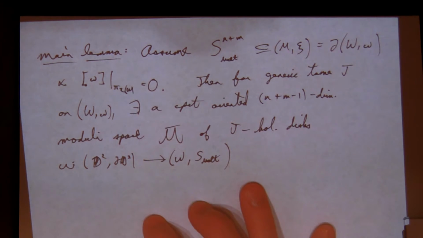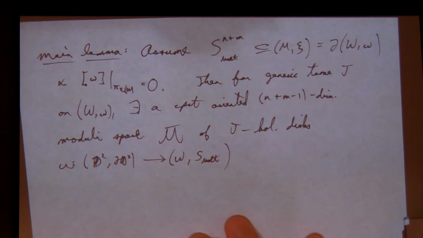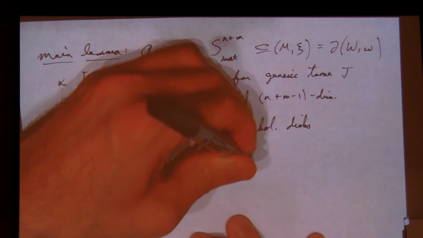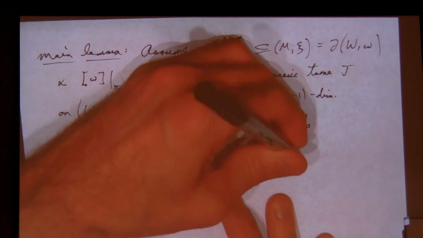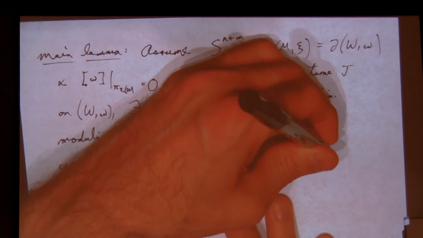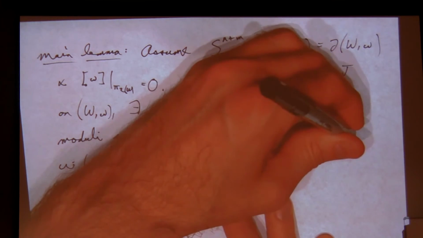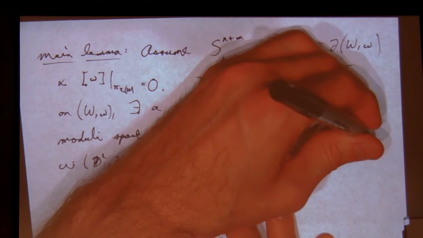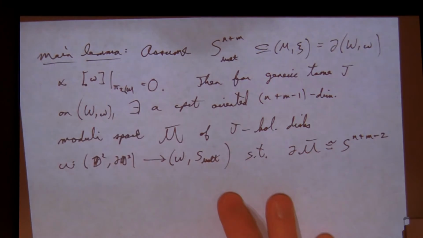I'm cheating a little bit, and I'm going to include in this moduli space some singular maps that are not strictly J holomorphic, but are just constants mapping into the binding. That's part of the compactification that I'm implying by putting a bar over the M. So don't worry about that unless you really want to. Now, such that the boundary of this compactified moduli space is a sphere of dimension n plus m minus 2.